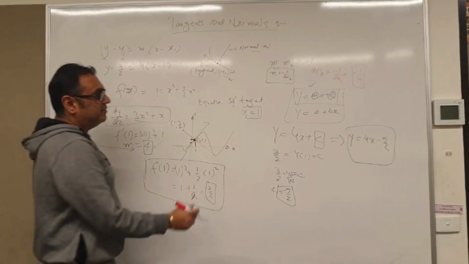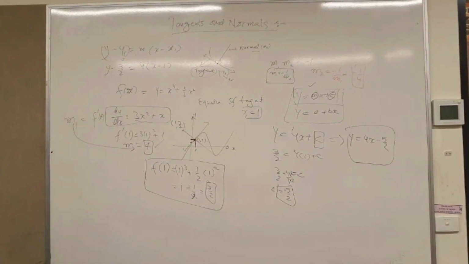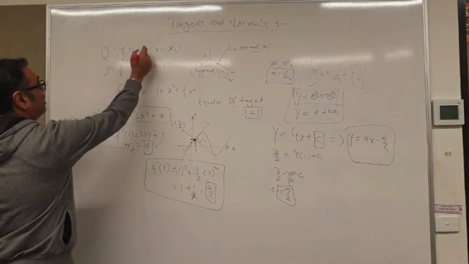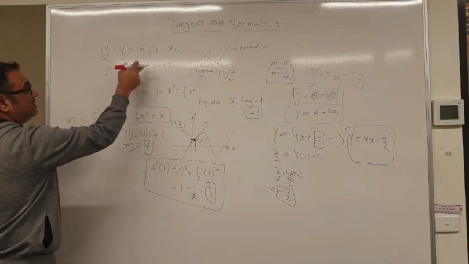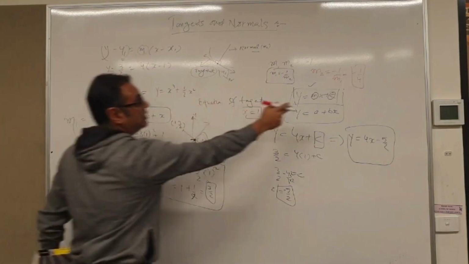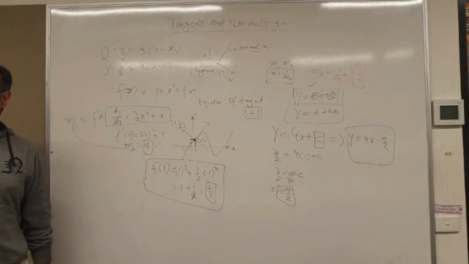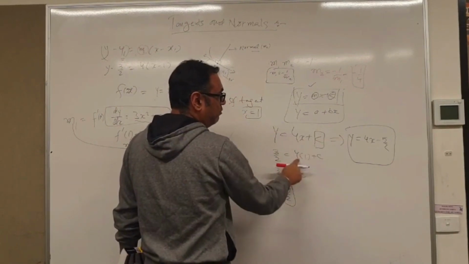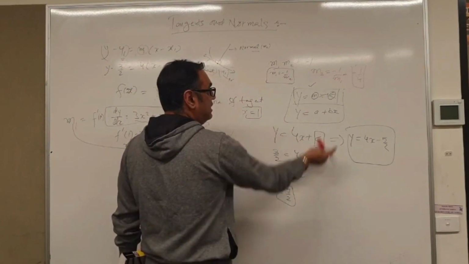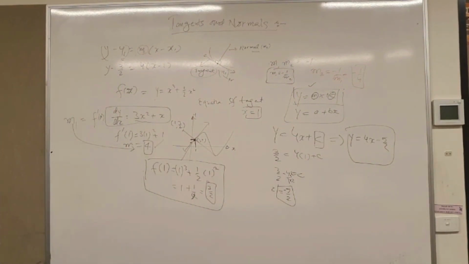And this normal is also passing through the same point. So now, rather than m1, you will use m2, which is negative 1 over 4, plug in the same points, rearrange it, and you get the equation of the normal. Or you use m equals negative 1 over 4, plug those points in, find c, plug it back, and you get the equation of the normal. Does that make sense?